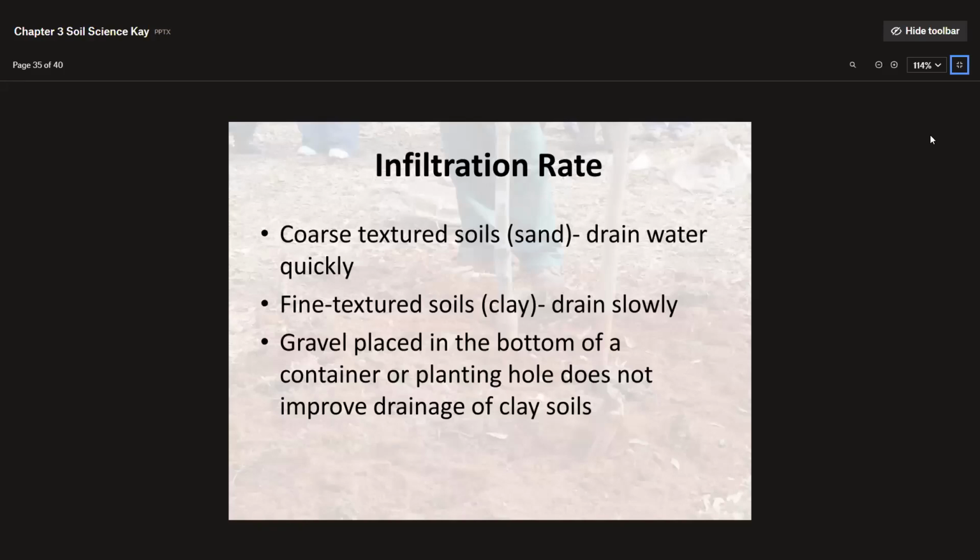Coarse textured soils like sand drain water very quickly. Fine textured soils like clay drain very slowly. If you put gravel in the bottom of a container or a planting hole, it does not improve the drainage of clay soils. I don't care how much gravel you put in there. All you've done is put gravel at the bottom of a clay hole, right? So it's not going to change how that clay drains at all. All right. So that's a myth.